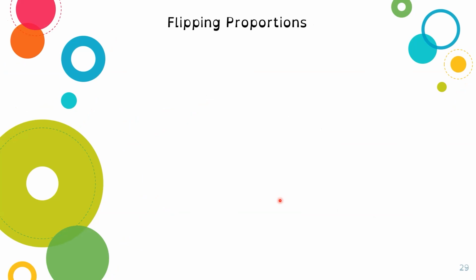So what I want to stop and think about is this idea of flipping proportions. This is just a little aside to help us understand something else that I'm going to explain in a minute. So I want us to look at these proportions, which are these ratios that equal each other, right?